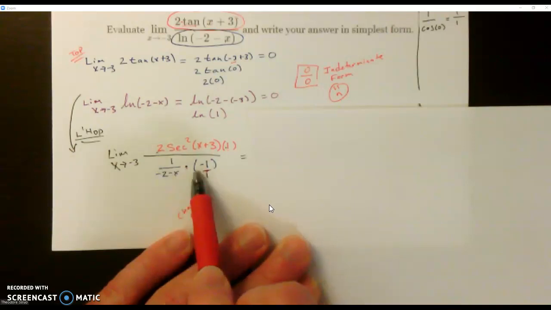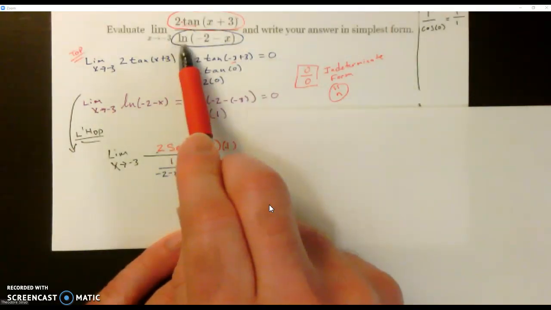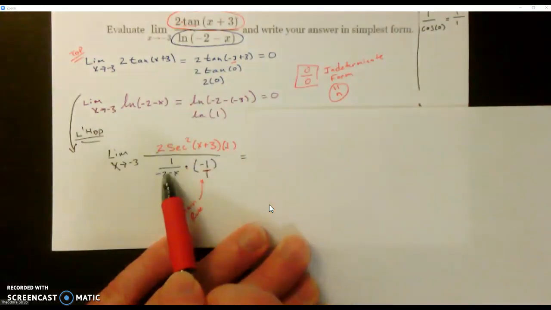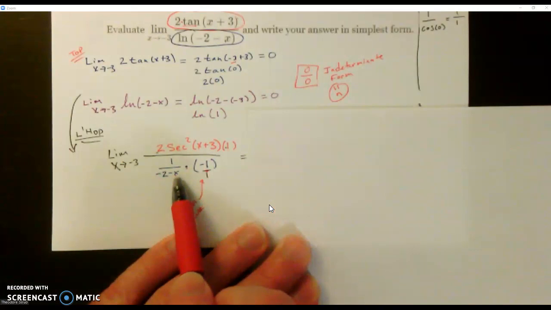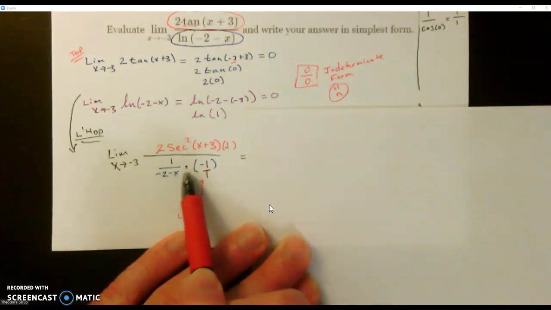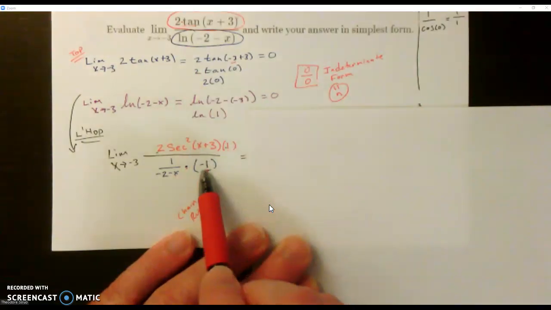Then we're going to take the derivative of the bottom. Notice there's a chain rule as well. The derivative of ln is 1 over x, but in this case the x is whatever was on the inside, -2 minus x. And then I'm going to multiply by the derivative of the inside. The derivative of the inside is -1.